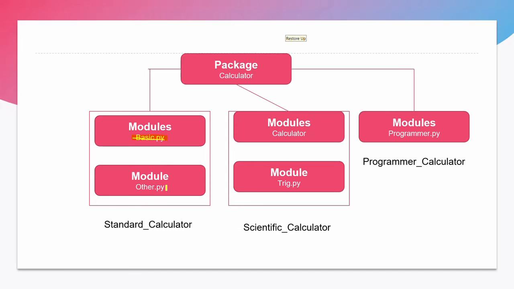What I'm trying to do here is create standard_calculator as one package, scientific_calculator as one package, and programmer_calculator as one package. The standard calculator package is going to have two modules. Similarly, scientific is going to have two modules, and programmer is going to have one module. Now I'm going to show how to create a package for this. It's very simple.